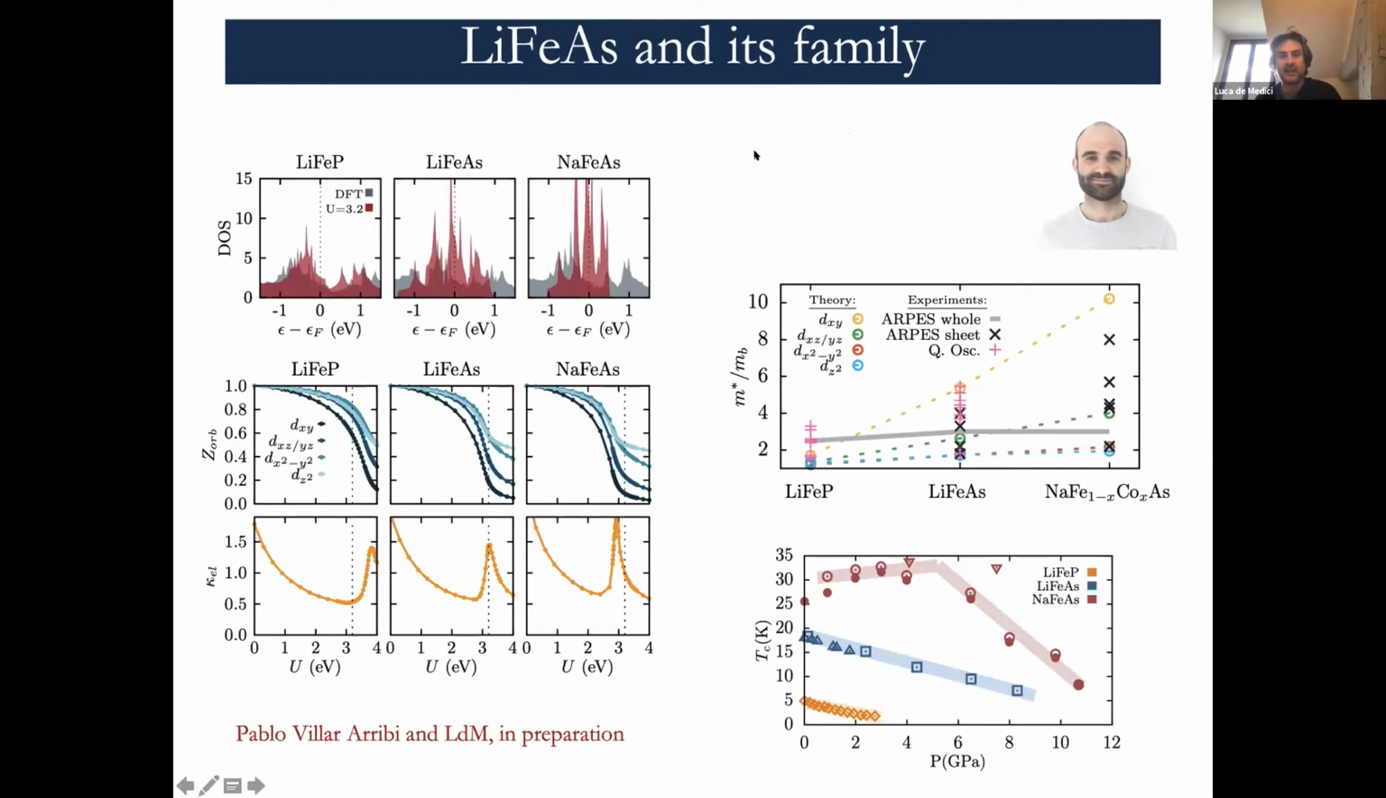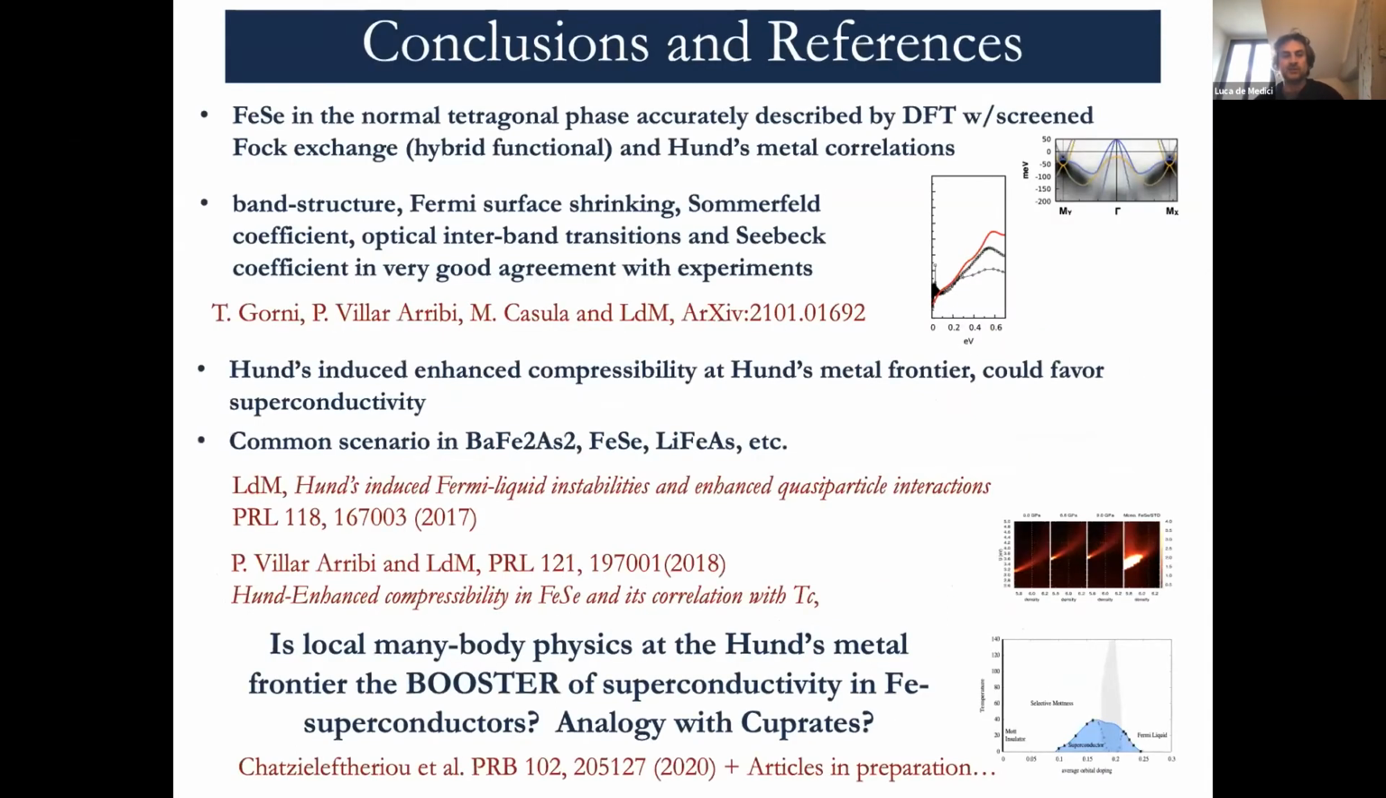So this is the last slide, to show that we could discuss the same thing on the 111 family, and Pablo has calculated that also the TC in these families go nicely in agreement with the position of the peak and the Hund's metal crossover. And so let me just jump to the conclusions.